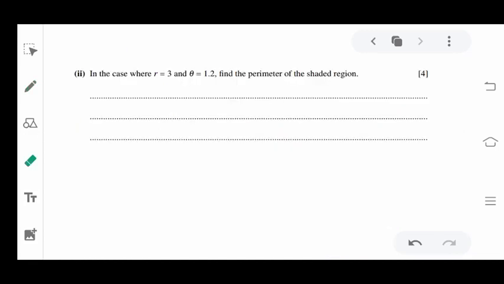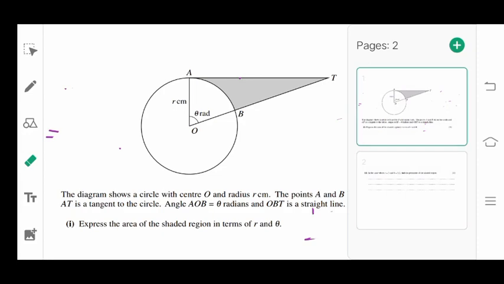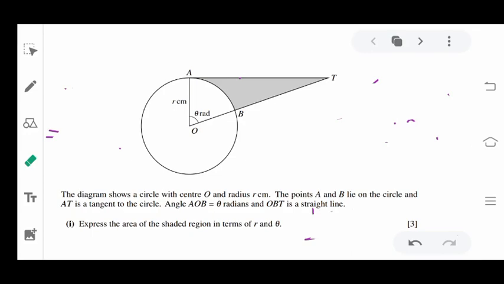And the second part of the question is, in the case where r is equal to 3 and theta is equal to 1.2, find the perimeter of the shaded region. So in the question, r is 3 and theta is 1.2 radian, then find the perimeter of the shaded region.